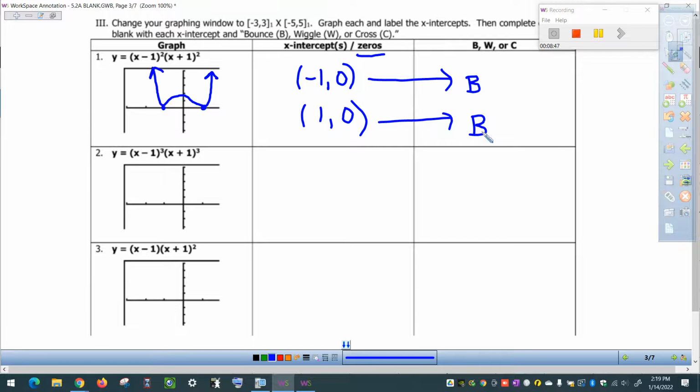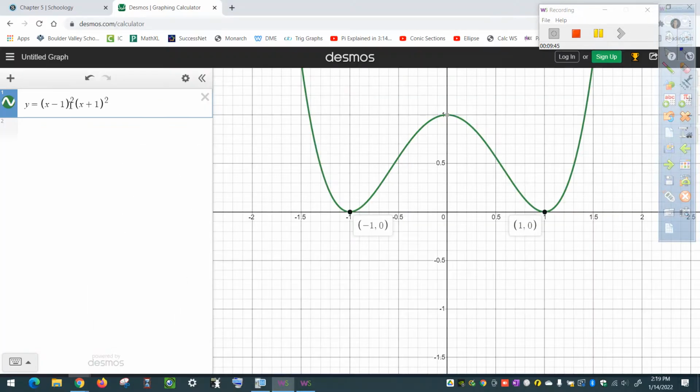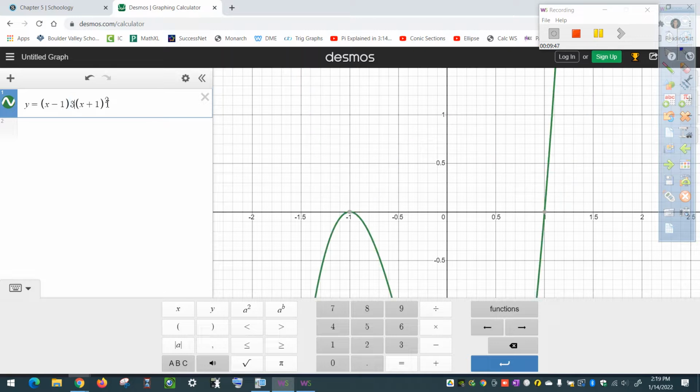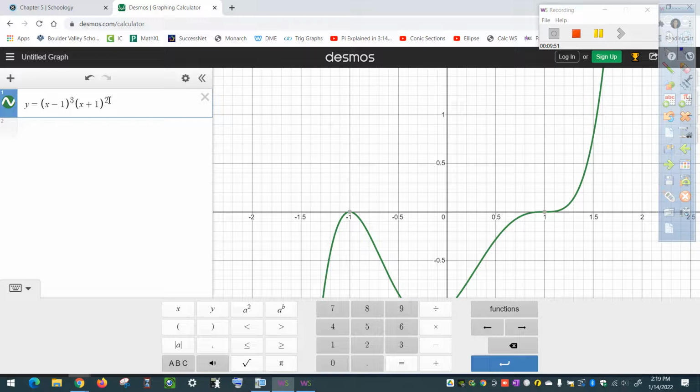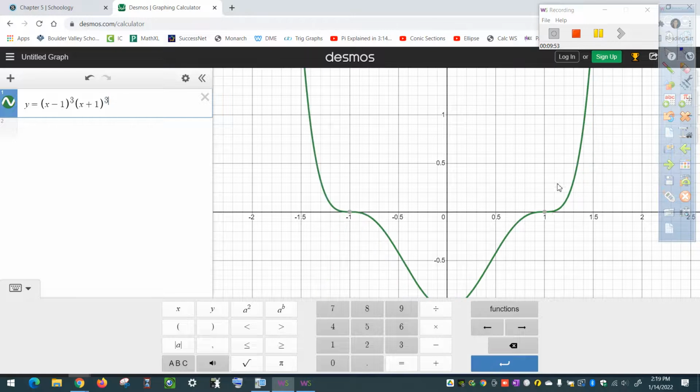Okay, let's take a look at the next equation. So the only difference here is that the exponents have turned into 3. Well, what would you expect if the exponents are 3? Okay, we're going to go over here to Desmos and check. I am just going to change the 2's to 3's. And we're going to see what this looks like here on the graph.